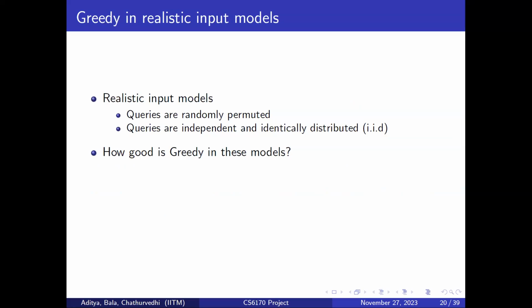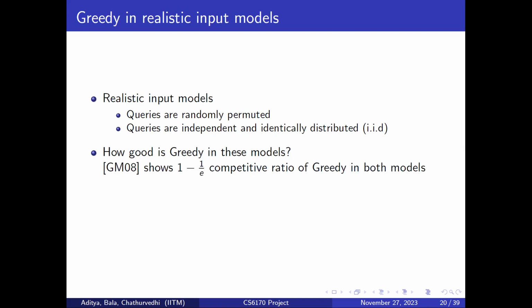Two input models are studied. One is where the queries are randomly permuted, and the other is where queries are independently sampled from an identical distribution. We go back to the natural greedy algorithm, where when we get multiple bids, we choose the highest bidder and allot the query to them, irrespective of their budget. And we want to see how they perform in these models.